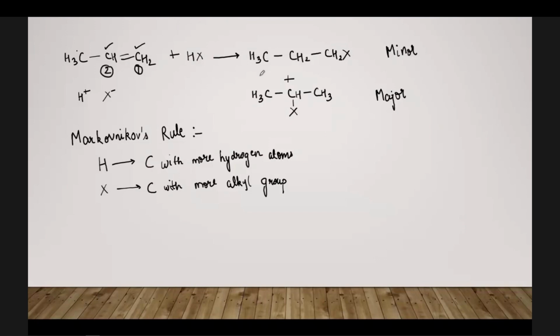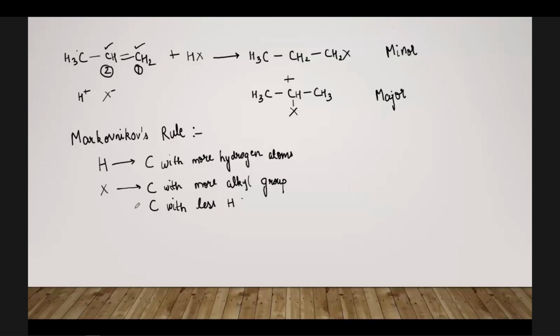So in the major product, the H is getting attached to this first carbon, and the halogen will get attached to the carbon with more alkyl groups. Here we don't have alkyl groups, but again we can replace it and say, in other words, the carbon with less hydrogen.